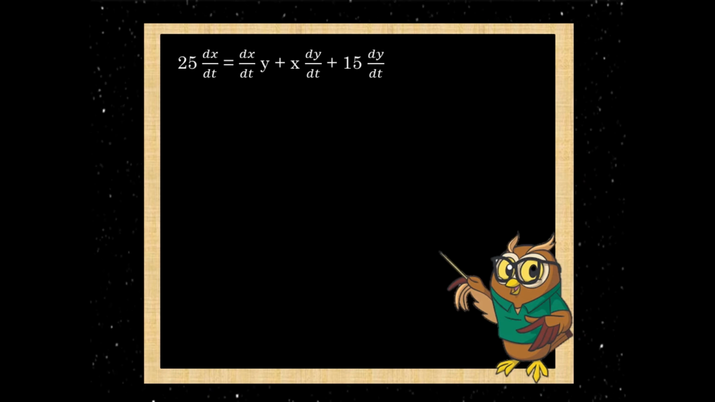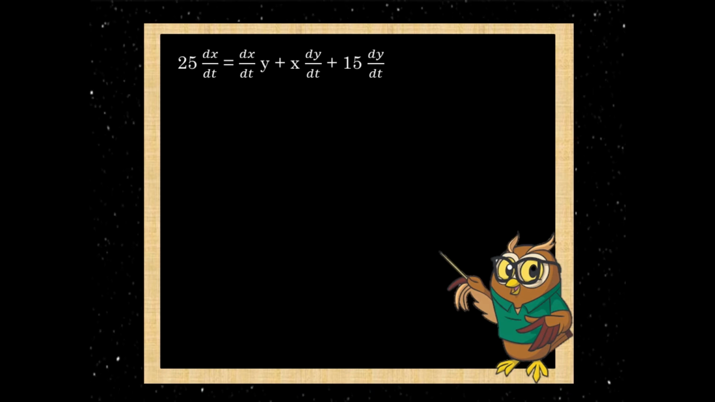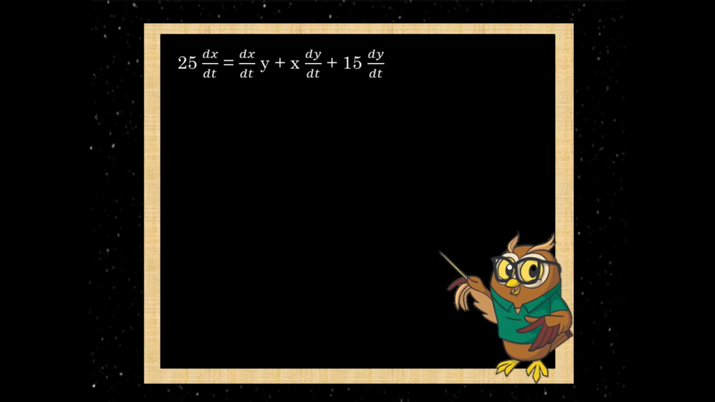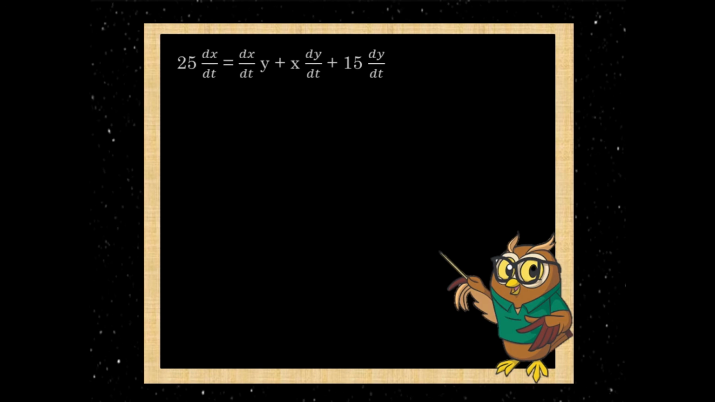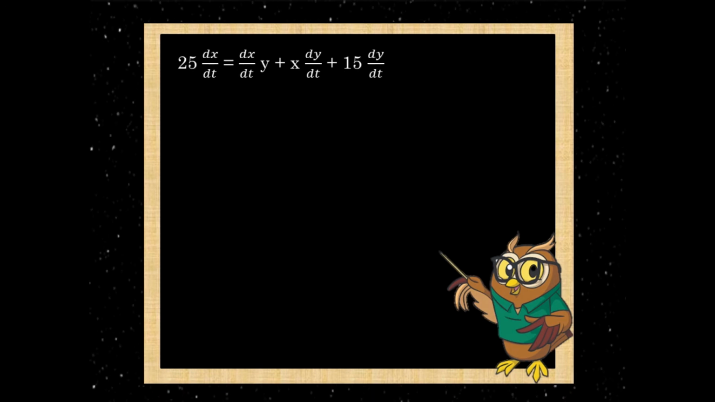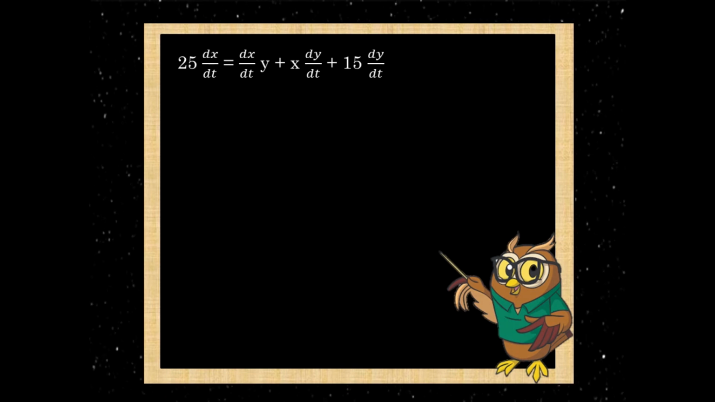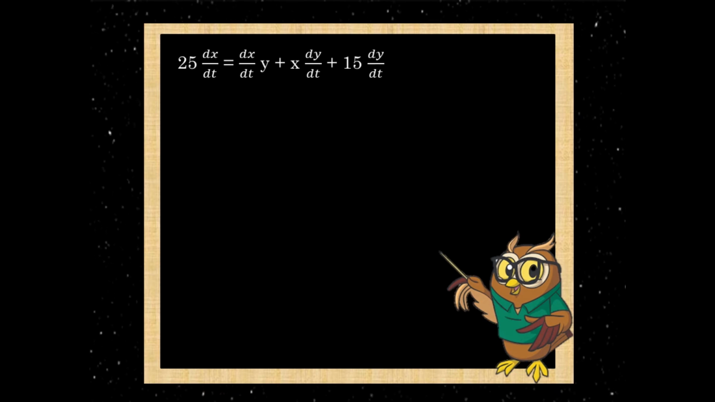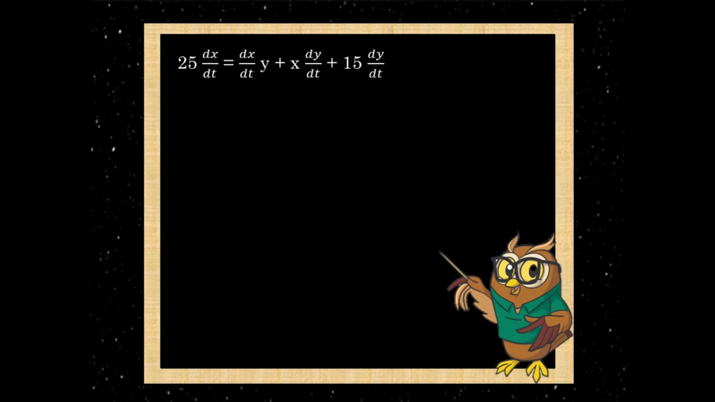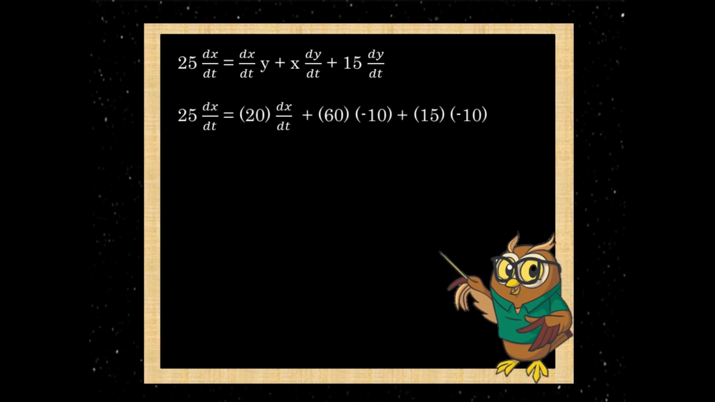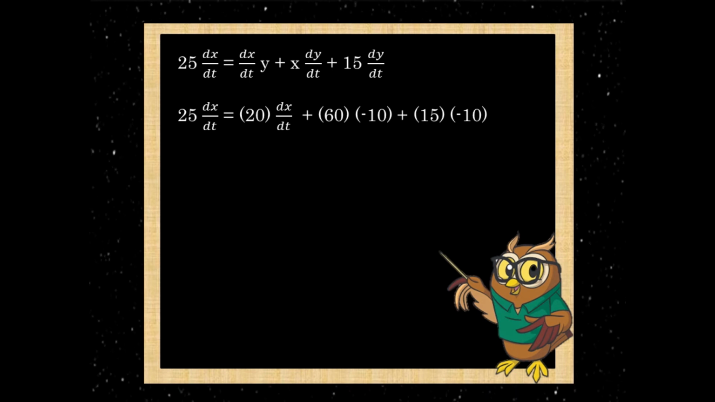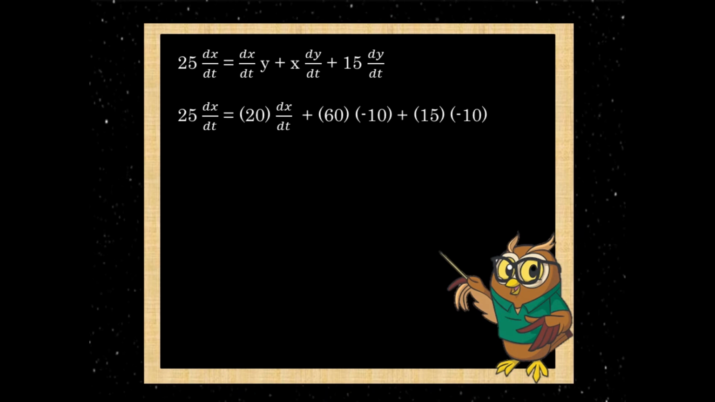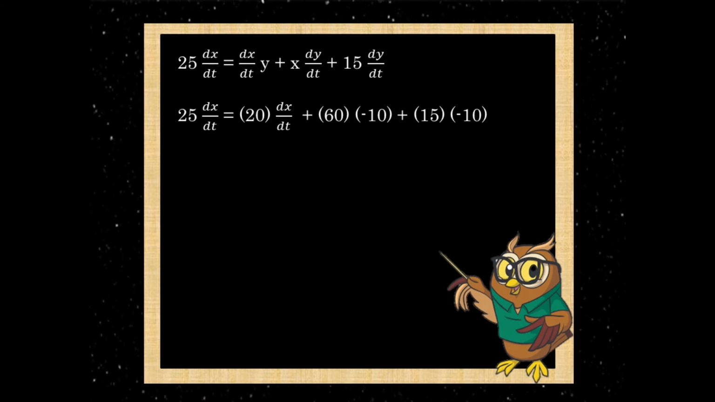So now that we know the values needed to solve for dx over dt, the derivative of x with respect to time, let's start solving for its value. So 25 times dx over dt is equal to dx over dt times y plus x times dy over dt plus 15 times dy over dt. Let's substitute the values of y, dy over dt, and x into the equation, which would result to 25 times dx over dt is equal to 20 times dx over dt plus 60 times negative 10 plus 15 times negative 10.